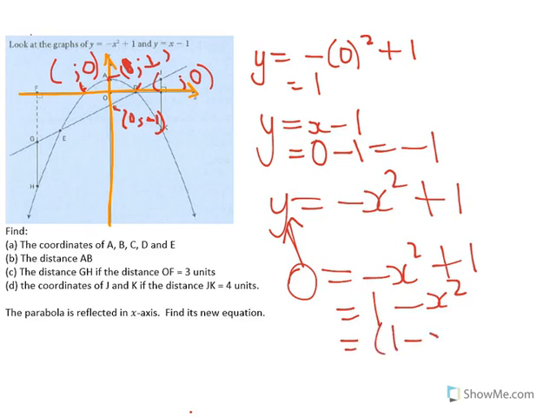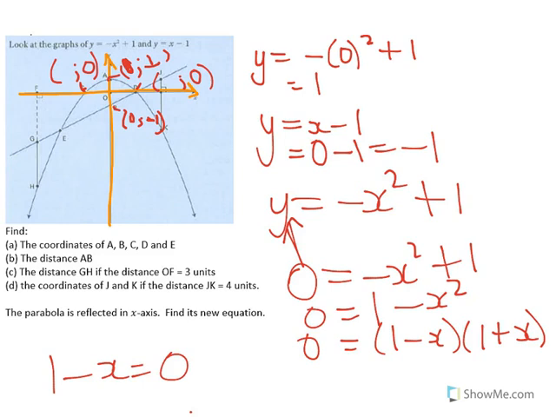So I'm just rearranging my terms so that I can see that this is in fact a difference of two squares. So this will be 1 minus x times 1 plus x is equal to 0, which means that either 1 minus x is equal to 0 or 1 plus x is equal to 0. So in this case, x would be equal to 1. And in this case, x would be equal to negative 1. So the coordinates for C would be minus 1 and 0. The coordinates of D would be positive 1 and 0. Cool. And then the last point we need to work out is E.